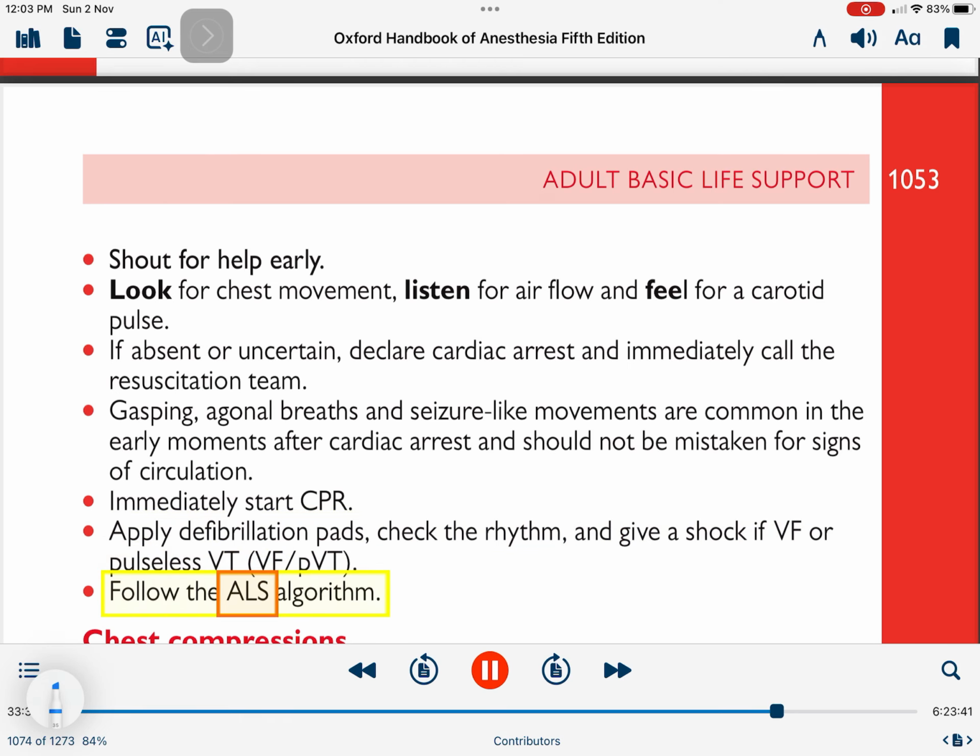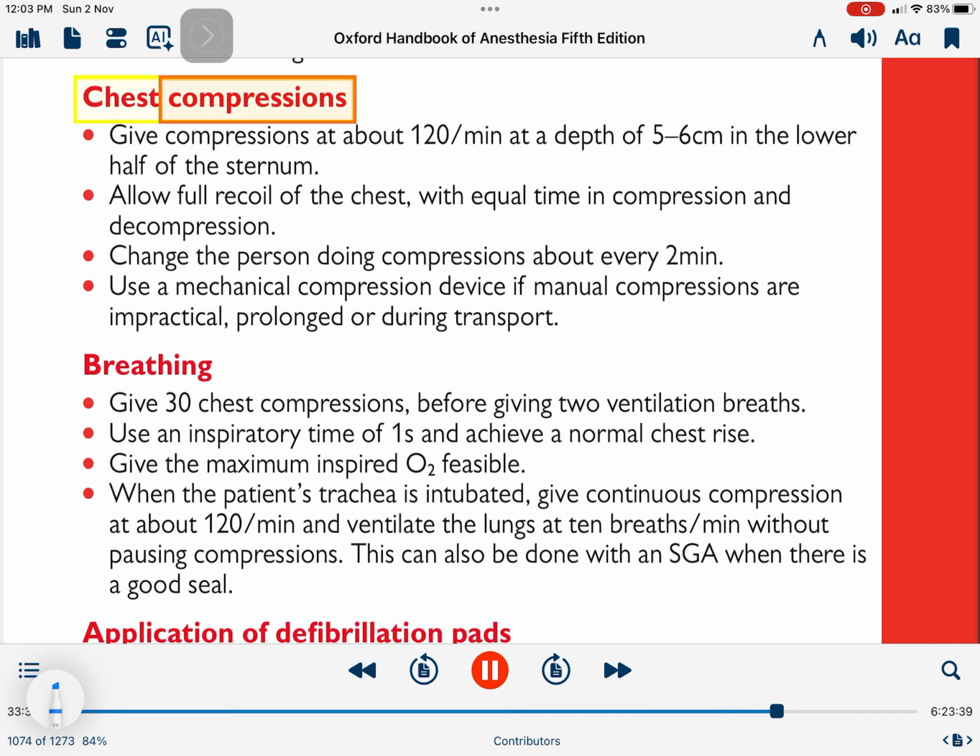VF/pVT, follow the ALS algorithm. Chest compressions: give compressions at about 120/min at a depth of 5-6 centimeters in the lower half of the sternum. Allow full recoil of the chest, with equal time in compression and decompression. Change the person doing compressions about every 2 minutes. Use a mechanical compression device if manual compressions are impractical, prolonged or during transport.